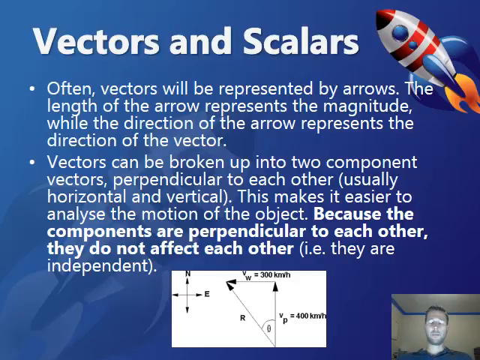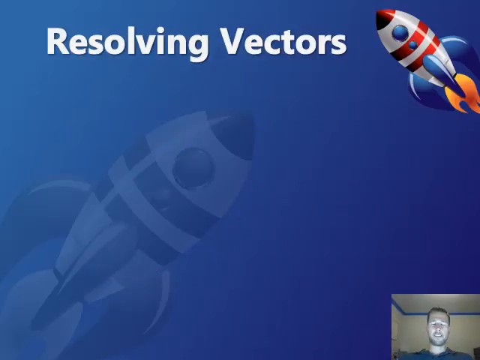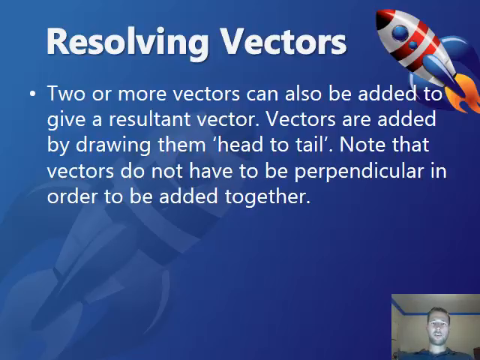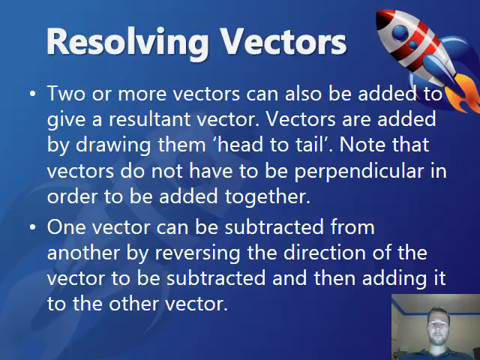Now these component vectors are actually perpendicular, and what this means is that they do not affect each other and that they are independent. Following on from breaking down vectors into their components, we can add two or more vectors together to give a resultant vector. Vectors can be drawn and added together by drawing them head to tail. In this case, vectors don't even need to be perpendicular to be added.